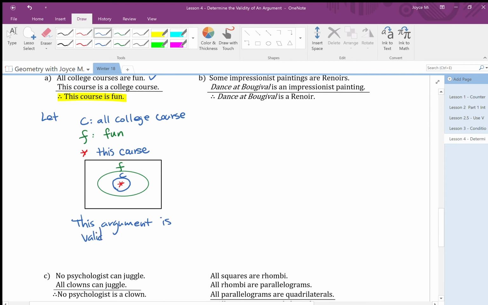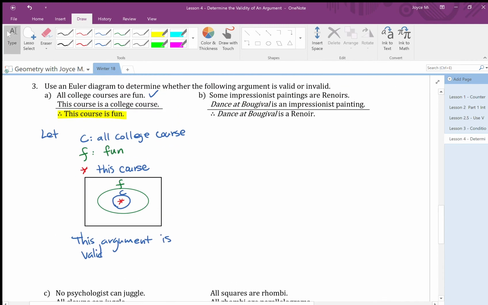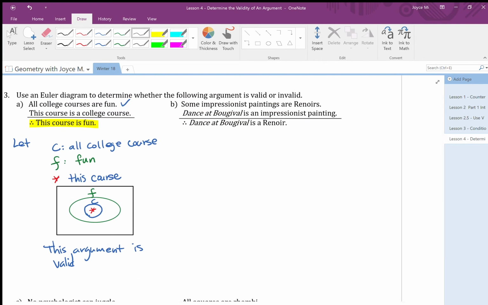Okay. Now let me do one more. I'm not gonna do C and D. I'm just gonna do B here, and I'm gonna do the same method. So B. Some Impressionist paintings are Renoir's. So some of this is that. So I'm talking about Impressionist painting, I'm also talking about Renoir. Okay. So let's use I for Impressionist painting, and let's use R for Renoir.